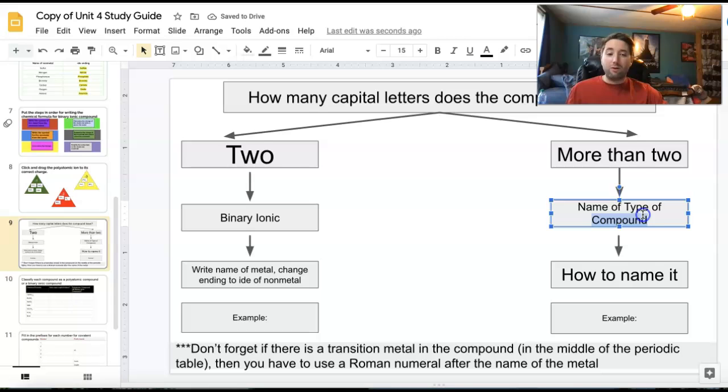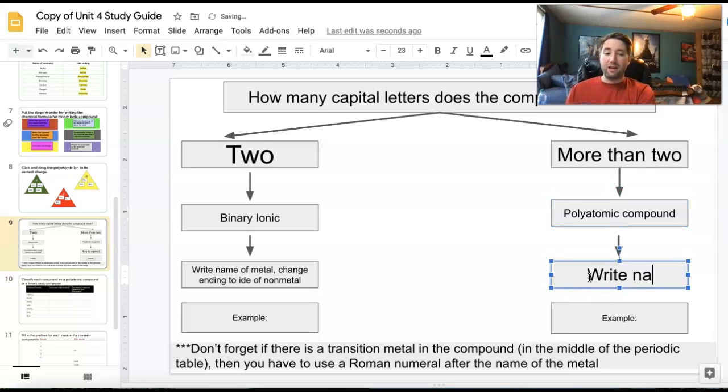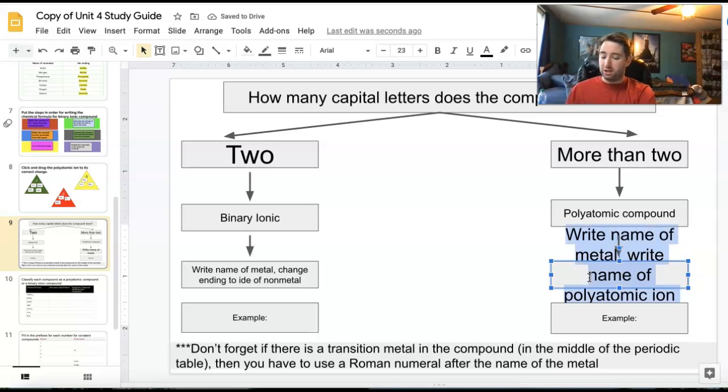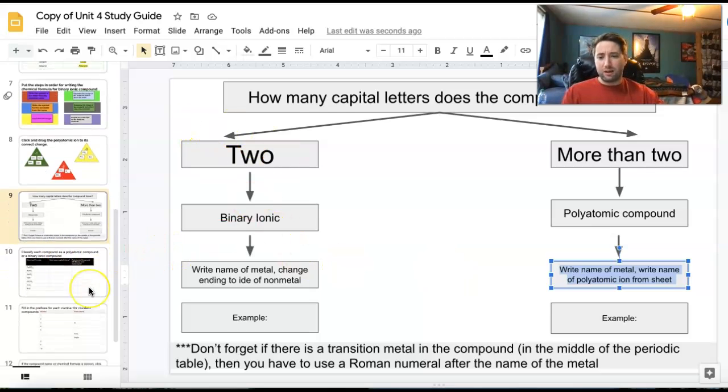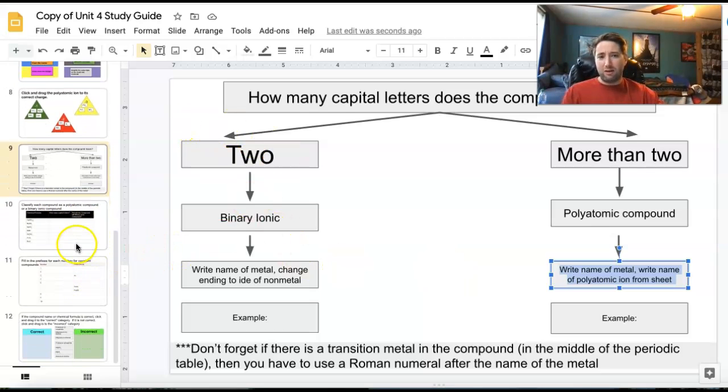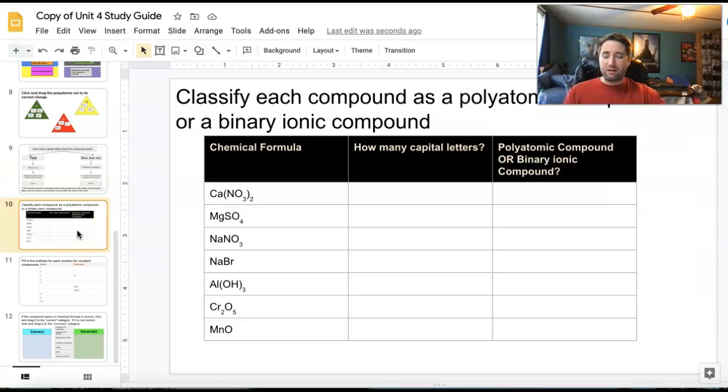Alright, next one. More than 2 is going to be a polyatomic compound. How to name it? You are going to write name of metal, and then write name of polyatomic ion from sheet. And I'm going to change this to be a lot smaller so it'll all fit in this box. Alright, and I'm going to leave out the examples because I'm really running out of time right now. I only gave myself 12 minutes to do this, and now I'm running out of time.